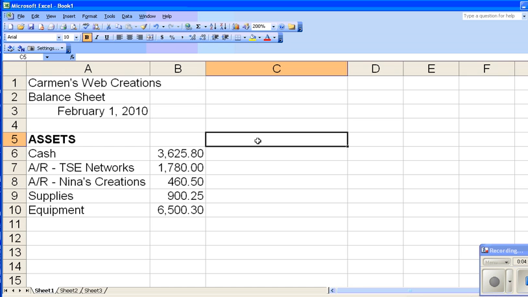In column C, or on the left-hand side of our page, we're going to list our liabilities, or the organizations that we owe money to. So we're going to start by typing in our heading, Liabilities, and below that, we're going to type in the names of our liability accounts. I'm going to pause the tape again while I do that for you.